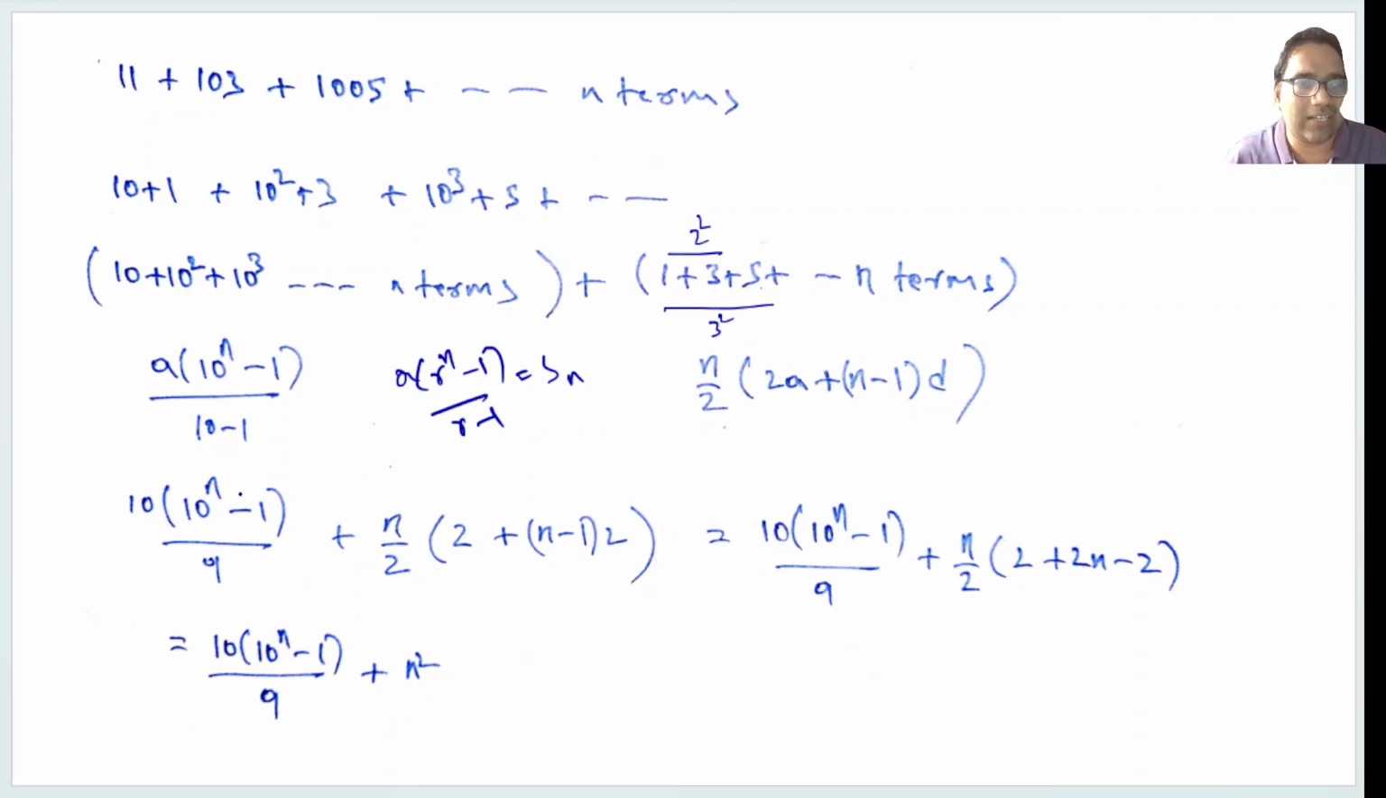So we have 10 into 10 power n minus 1 by 9, which is the sum of this 10, 10 square, 10 cube up to n terms. And this is the sum of the first n odd numbers, which is n square. So the total answer, the final answer, is this one: 10 into 10 power n minus 1 by 9 plus n square. Right? Yes.